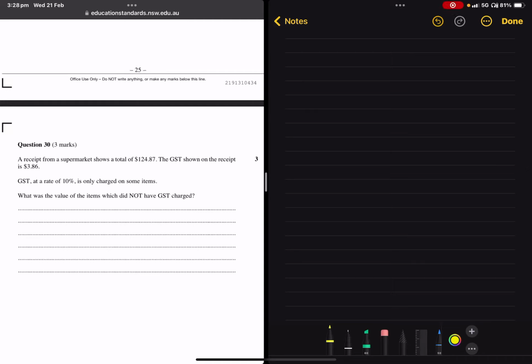So let's take a look at another question from the 2023 HSC Standard 2 Maths paper. This is question 30. So we're told a receipt from a supermarket shows a total of $124.87. The GST shown on the receipt is $3.86. GST at a rate of 10% is charged only on some items. What was the value of the items which did not have GST charged?